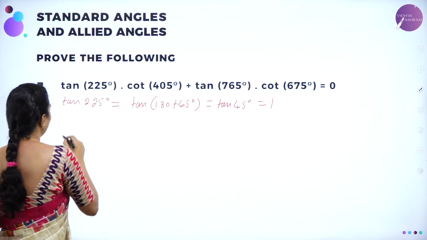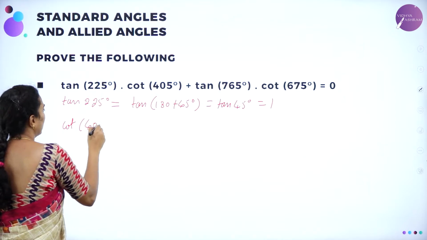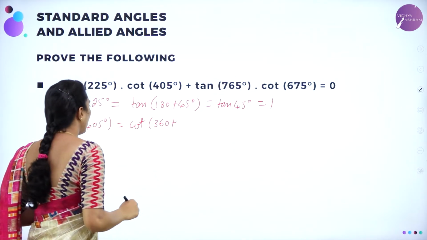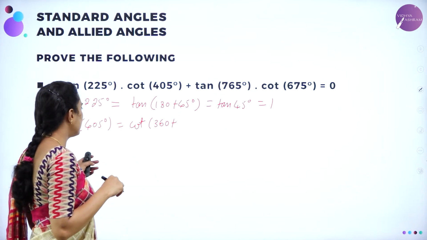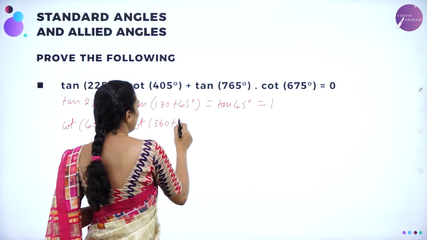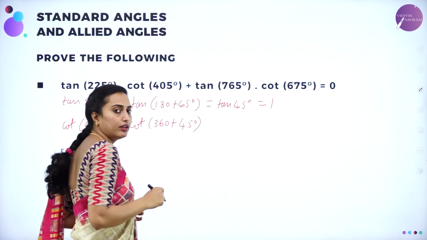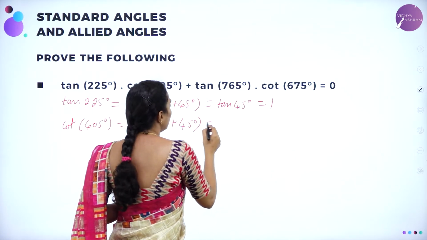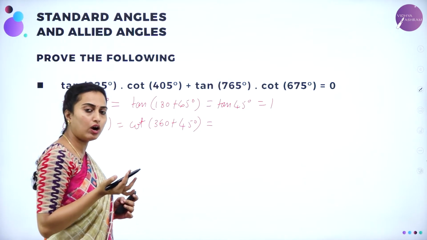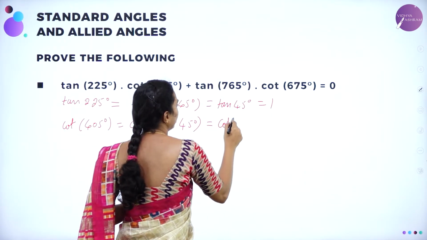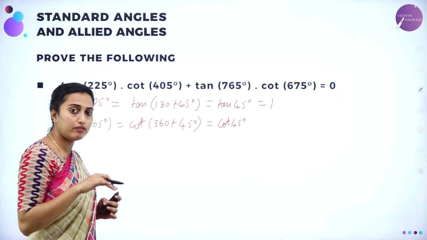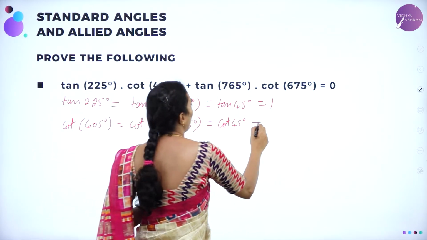Next, calculate cot 405 degree, which will be equal to cot of 360 plus, how much you have to add for that one? So 360 plus 45 gives you 405 degree, right? So here which will be equal to cot 360 plus theta. What is 360 plus theta? Sorry, 360 plus theta falls in the first quadrant. First quadrant cot is positive. So therefore cot 45 degree, which is 1.